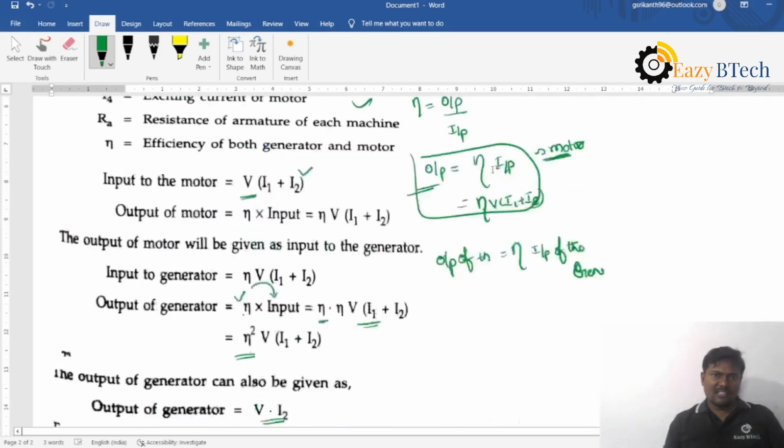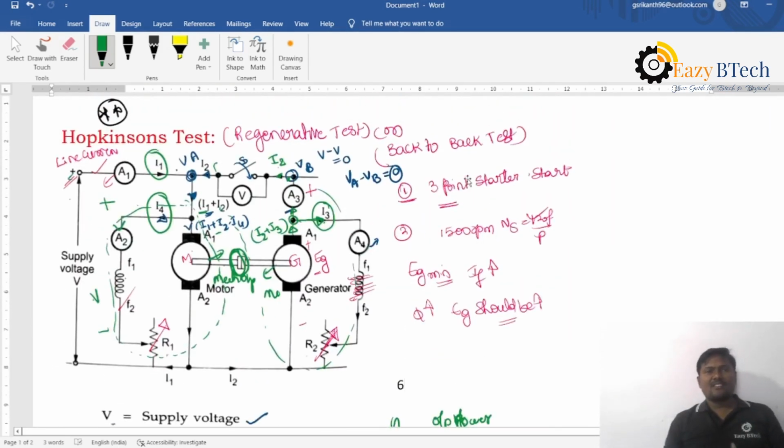Once again I am explaining clearly. See, this Hopkinson's test is also called a regenerative test or back-to-back test. So the motor output is connected to the generator and the generator output is connected to the motor, and back-to-back we are connecting, and it will generate electricity by coupling the motor to the generator. So the input current or line current is I1, and the field current is I2, and the current generated from the generator is I2 here.